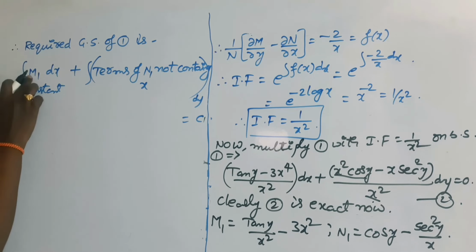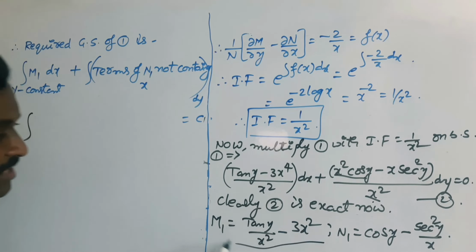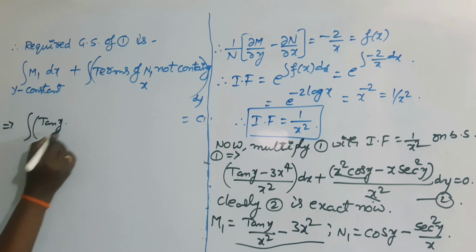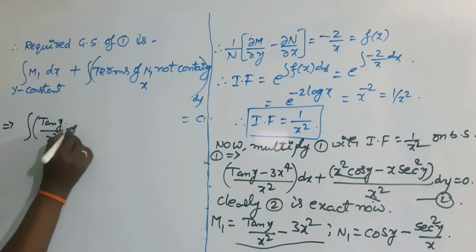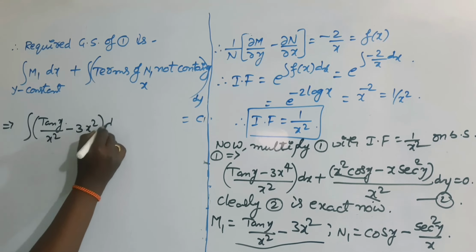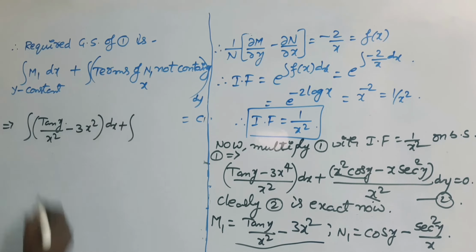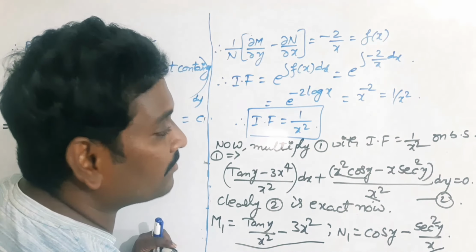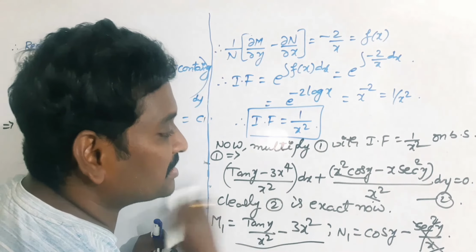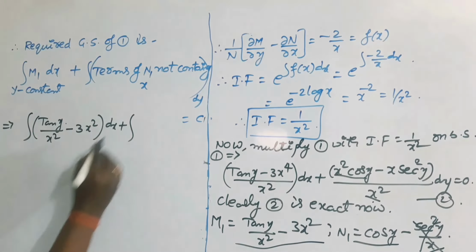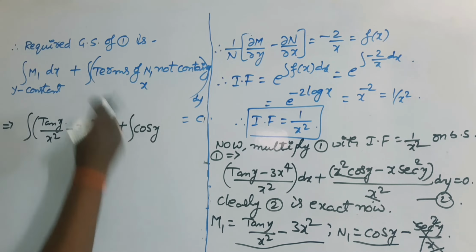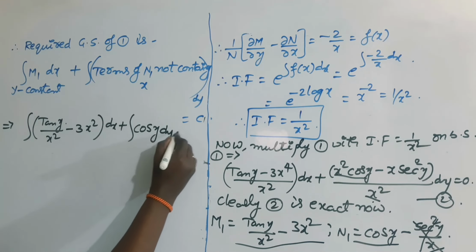Okay. What is integral m1? You should write all terms of m1 here. So bracket open, tan y whole by x square minus 3x square whole into dx plus, here we are observing that in the last term of n1 x is involved in the denominator. That's why don't take this term in the general solution, just take cos y only. Okay, only cos y is the term which do not contain x in n1 whole into dy is equal to c.